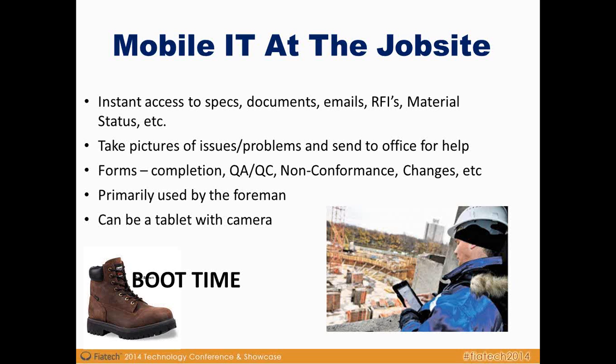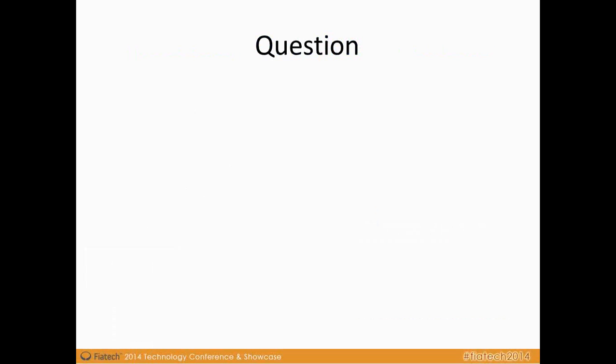And they came up with specs, documents, emails, RFIs, material status, etc. They'd like to be able to take a picture of an issue or a problem and send that back to the home office, and say, help, this isn't the way it was supposed to be, or this isn't fitting the way it was designed. You can use it for forms on your QA, QC, nonconformance, warehouse, etc. If you can fill it out on a piece of paper, you can fill it out on a tablet. We noticed that it's primarily going to be used by the foreman, and they really wanted a camera on there so they could take pictures of the job site. And again, the objective is to keep that foreman in the field working with his crew as much as possible.